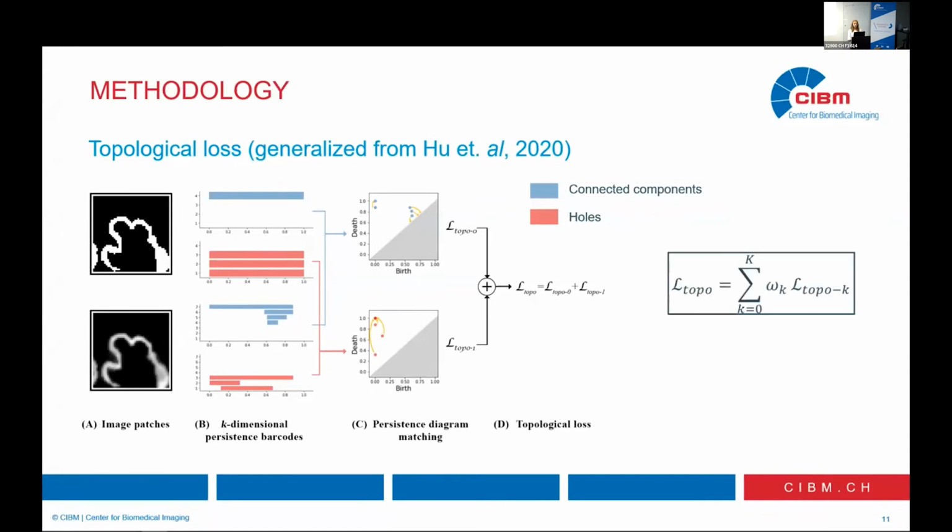We can also generalize this formulation with a weighted sum for even more dimensions, where, for instance, if we were working with 3D images, we could imagine that the additional dimension would be to consider the cavities, which are the completely closed holes in the objects.